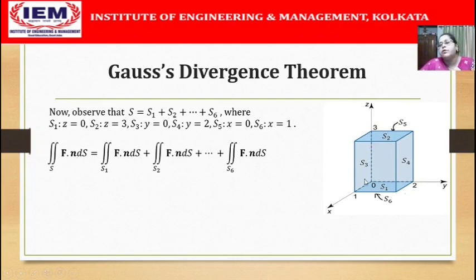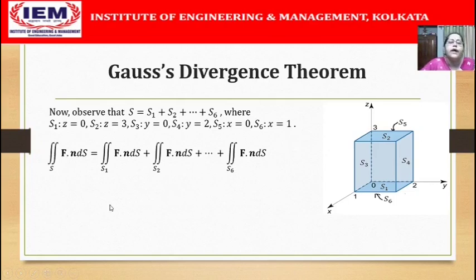S3 is the surface on the xz plane. So it's given by y equal to 0. S4 is here given by y equal to 2. S5 is the surface at the back. So it is on the yz plane given by x equal to 0. And S6 is here, that is x equal to 1. So it's obvious that evaluating the surface integral over S means we have to evaluate the 6 surface integrals over S1, S2 to S6 and add up.